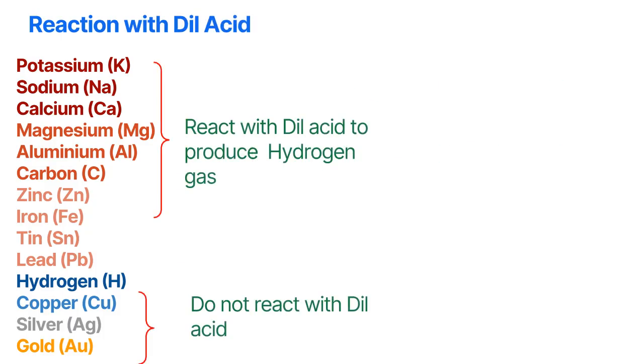Metals like magnesium, zinc, and iron react with dilute hydrochloric acid to produce hydrogen gas and a salt. Copper, silver, and gold do not react with dilute acids. Exam tip: if there is no fizzing or bubbles of gas, the metal is not reactive with acids.